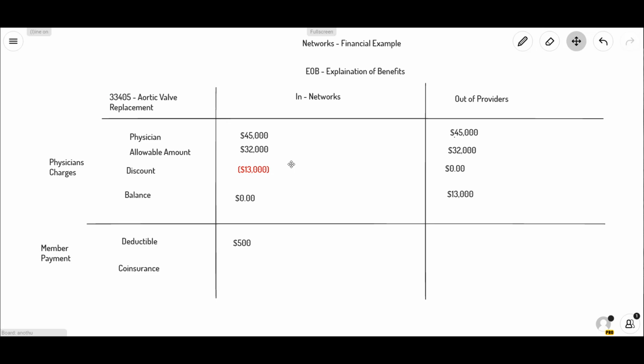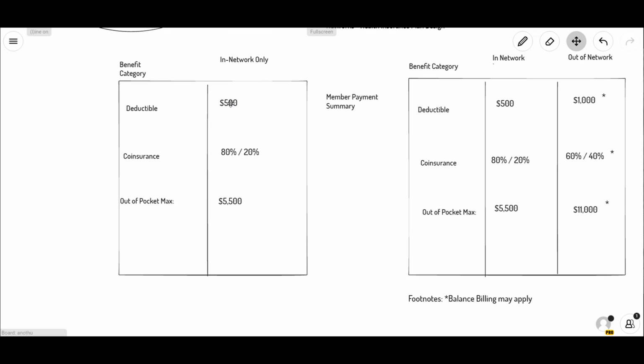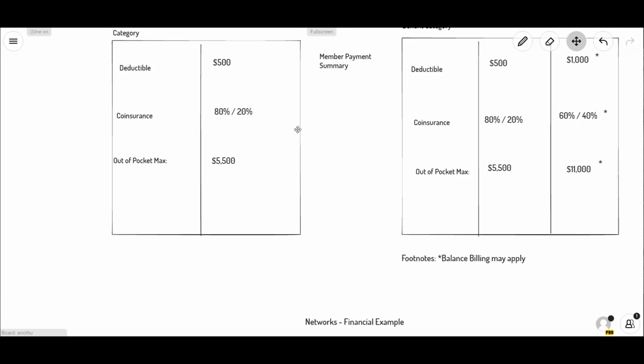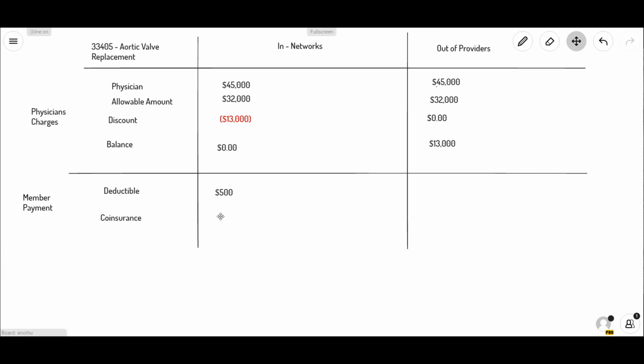So I can show you that here. In the benefit design, we said they've got a $500 deductible, 80/20 coinsurance, up to $5,500, which is a combination of money spent on coinsurance and deductible. So what that means here is that the coinsurance is not $6,300. It's actually capped at $5,000, because $500 is in the deductible, which means that the member's total cost for this service in network is $5,500. And that's pretty straightforward.